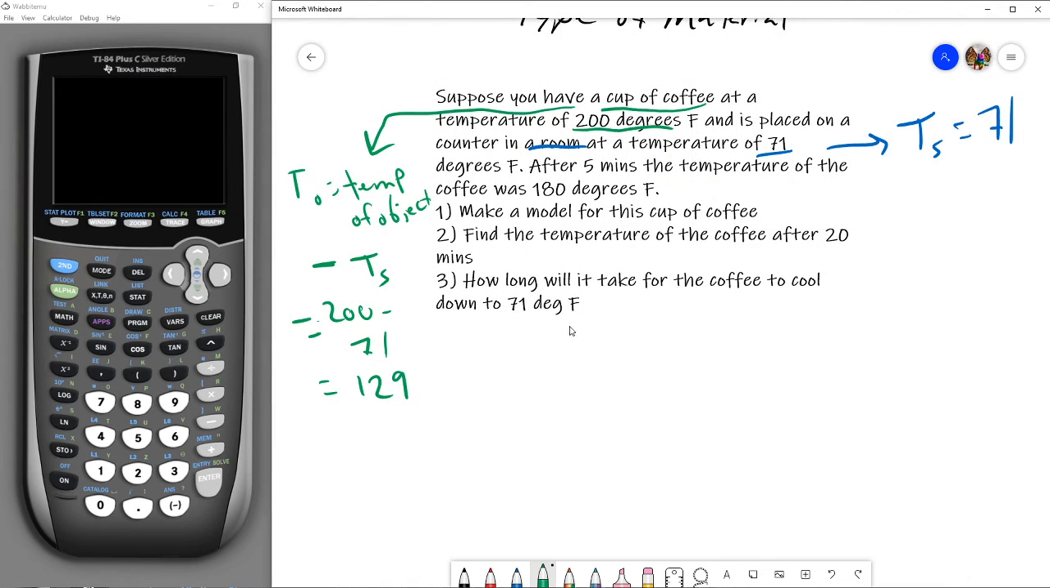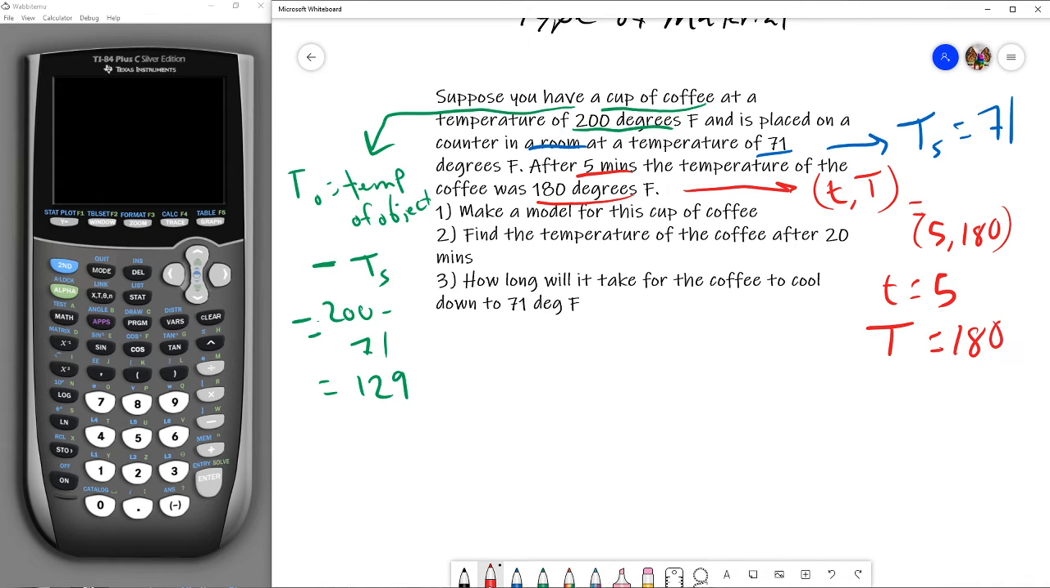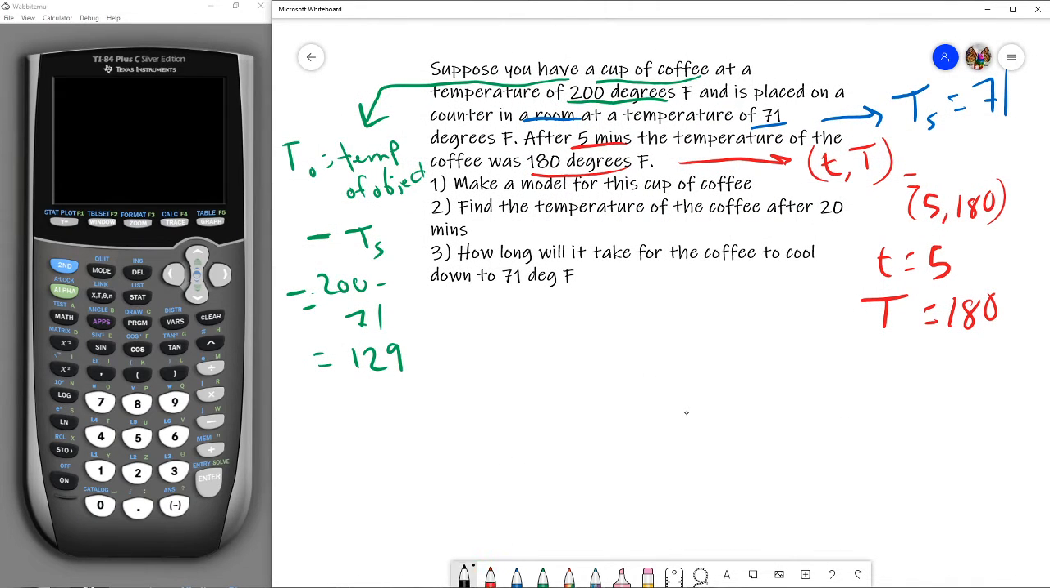So then, now we're not told what K is, because we read here, after 5 minutes, the temperature of the coffee was 180 degrees. This is a coordinate pair. So this is a little t value, and this is a capital T. Think of this as a coordinate pair where t is equal to 5, capital T is equal to 180. We can use this information, however, to set up an equation to find K.